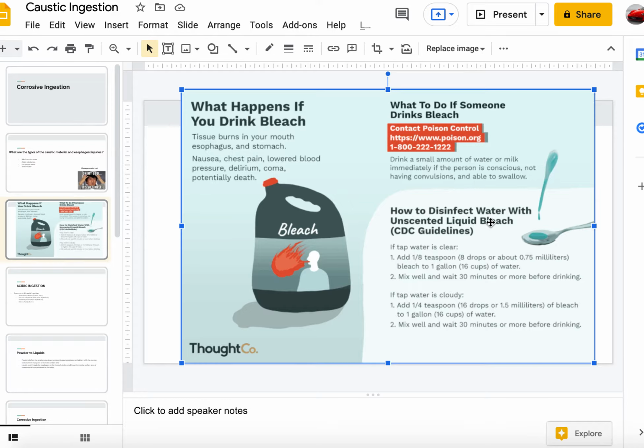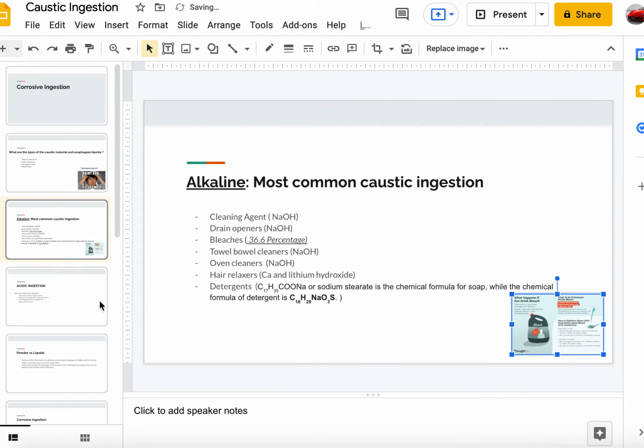How to disinfect water with unscented liquid bleach: you basically add approximately 1/8 teaspoon of bleach to a gallon of water. You mix it well before drinking. And if the tap water is cloudy, that means you may want to add a bit more of that. Obviously, guys, don't do this on my say-so. Do your own research and follow all the guidelines.